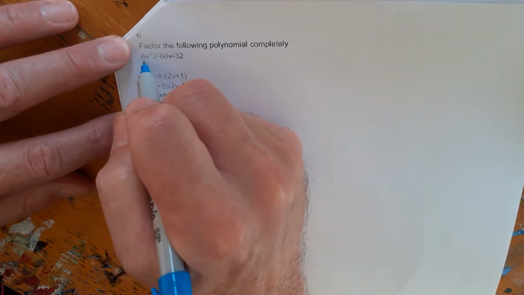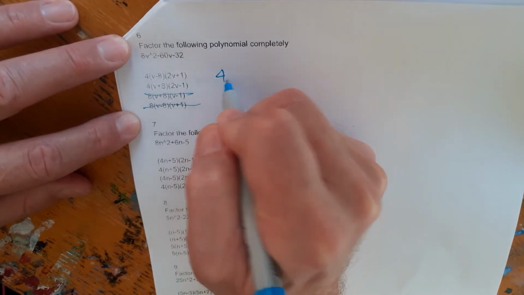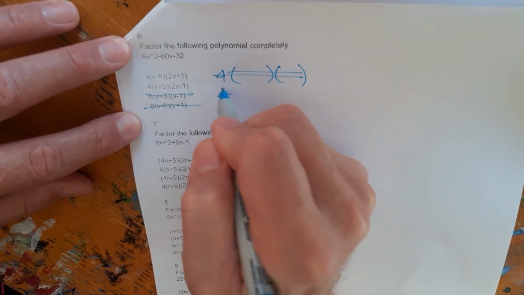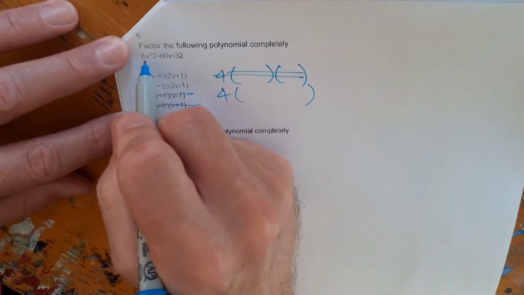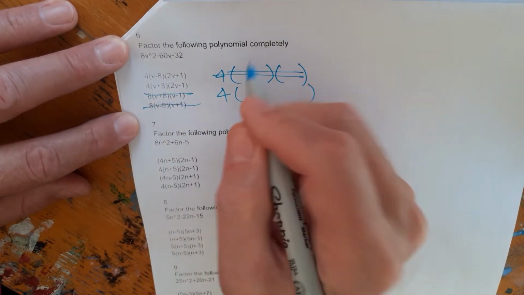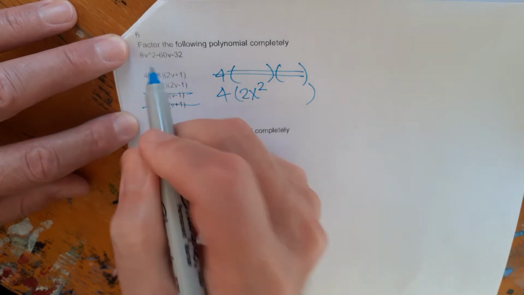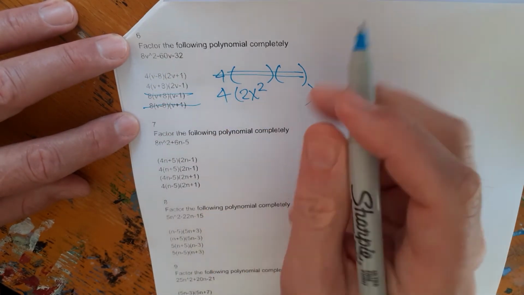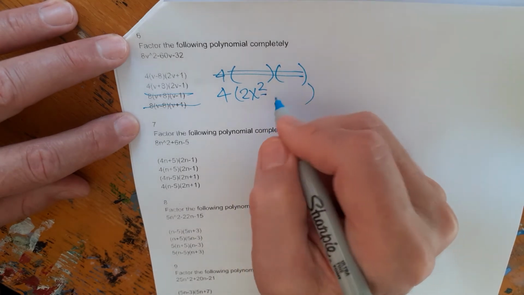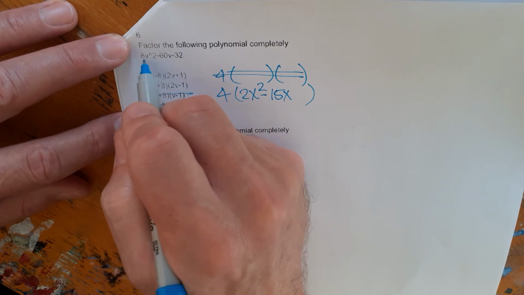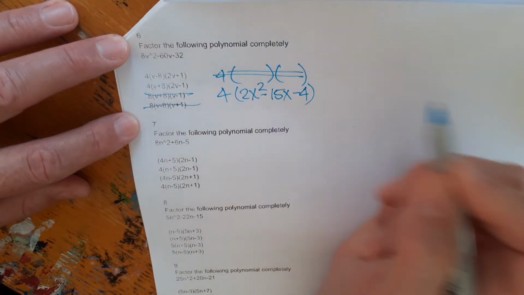If you divide each of these terms by 4, what do you get? You put a 4 here. Oops. Let's do it a little bit slower. 8x squared divided by 4 leaves you with 2x squared. Yes, I'm going to convert it as I go. Minus 60x divided by 4 leaves us with minus 15x. And minus 32 divided by 8 leaves us with minus 4.